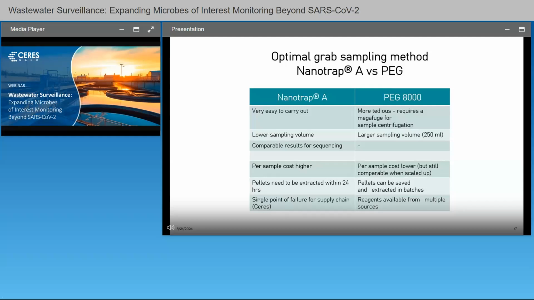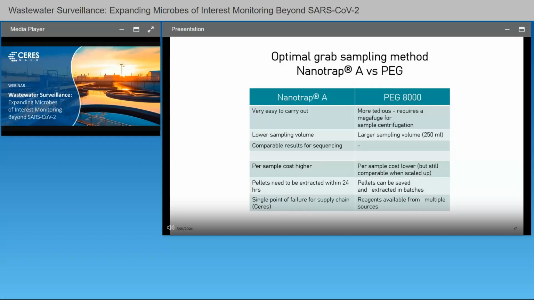All you need is 2 magnetic racks and the Nanotrap reagents, right? And the other advantage of Nanotrap A and PEG is that both have comparable results for sequencing when compared with Nanotrap B or membrane filtration, in our opinion.